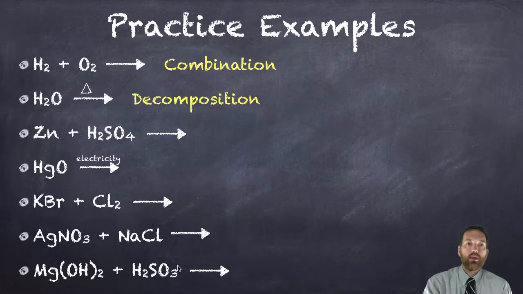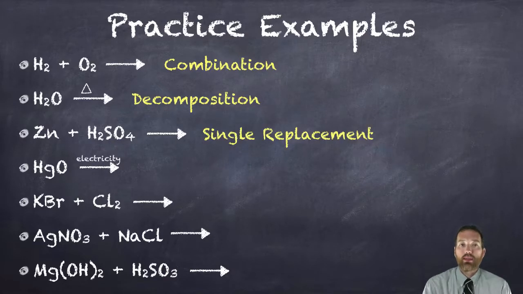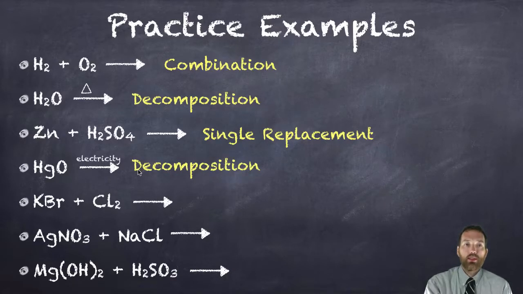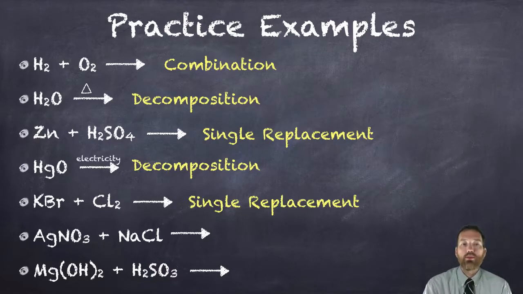Next I have zinc, an element, plus H2SO4, a compound. Whenever I have an element plus a compound, that is a single replacement reaction. Next, I have another decomposition, just a compound breaking down with electricity, that's decomposition. Next, I have another single replacement, a little trickier because the element that's doing the replacing is on the right. It's the second reactant rather than the first, but it doesn't matter. This nonmetal is going to try to replace this nonmetal. It's a single replacement.